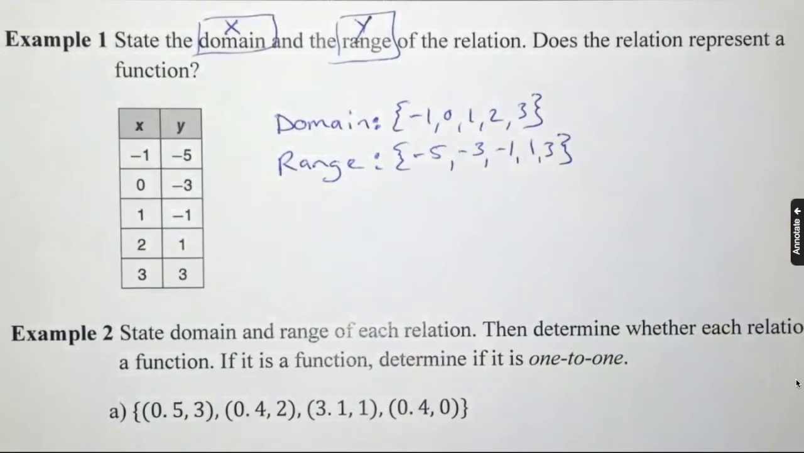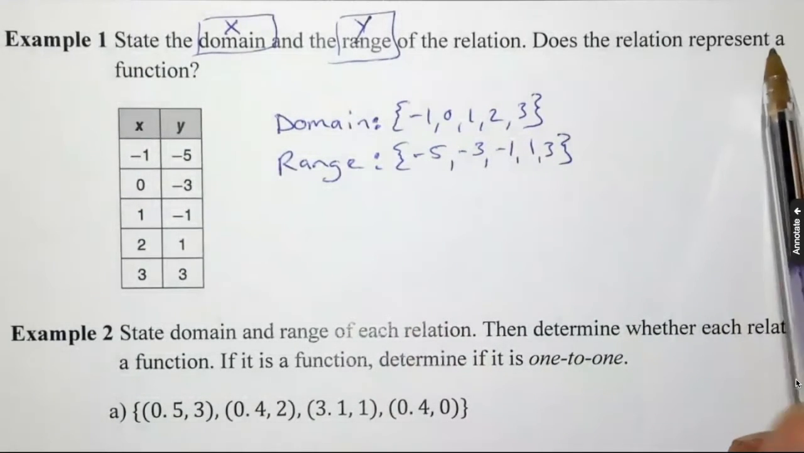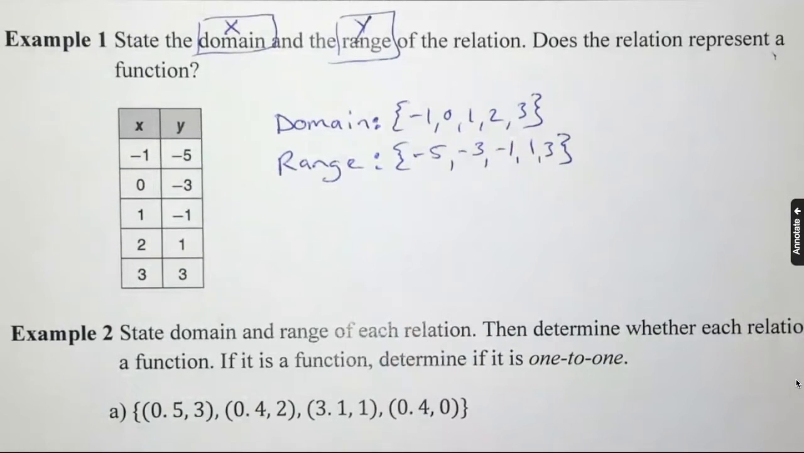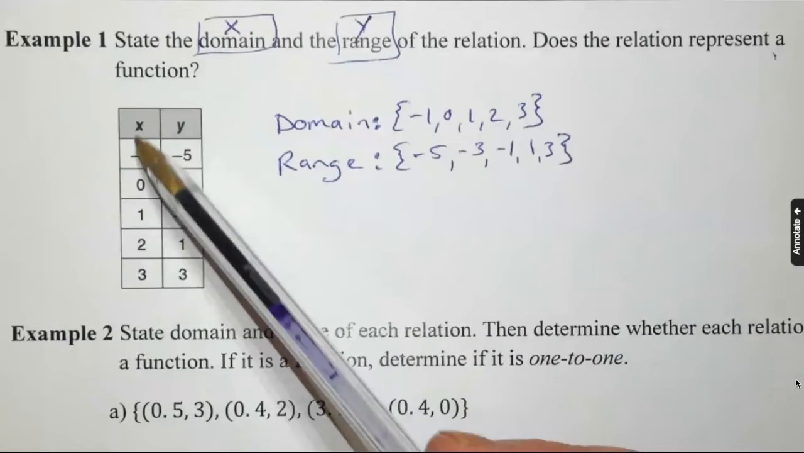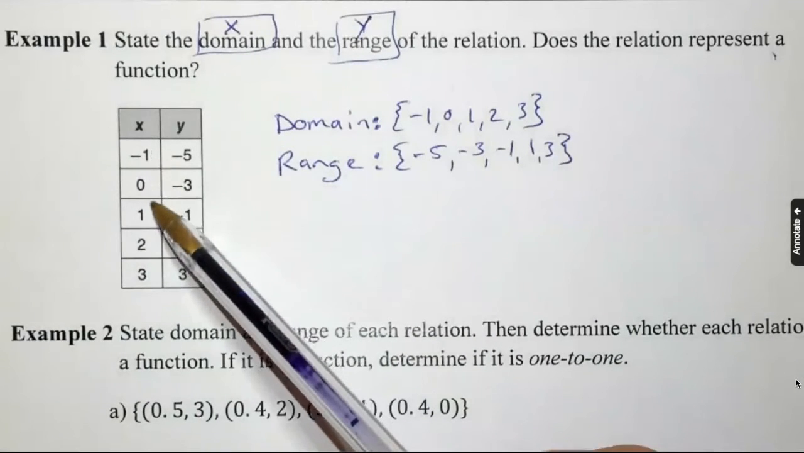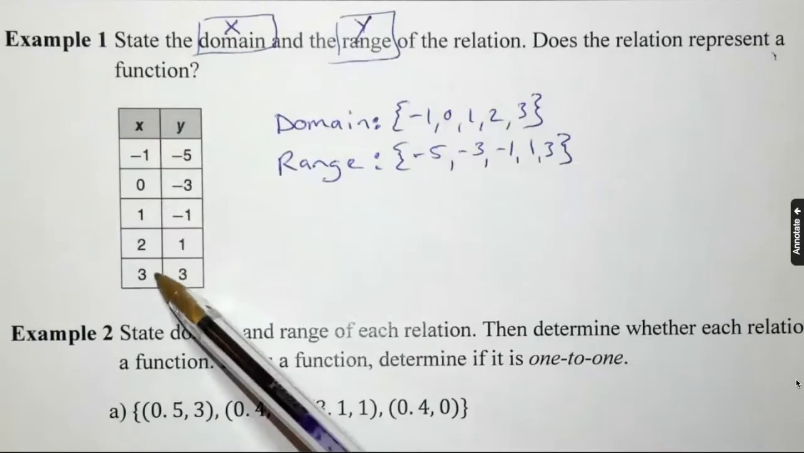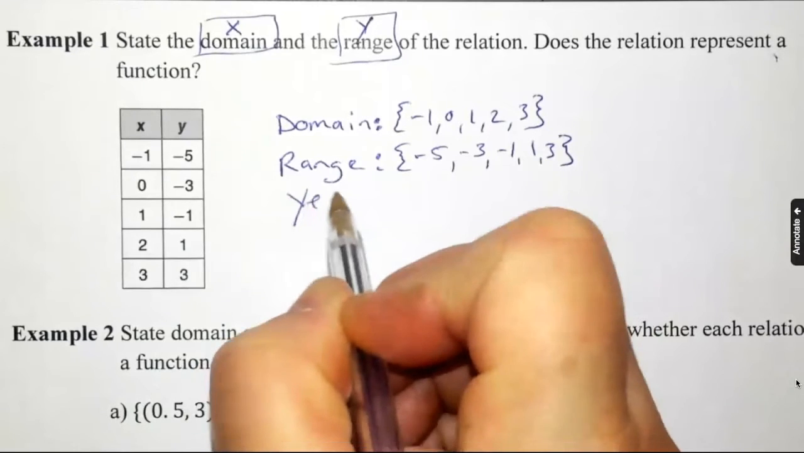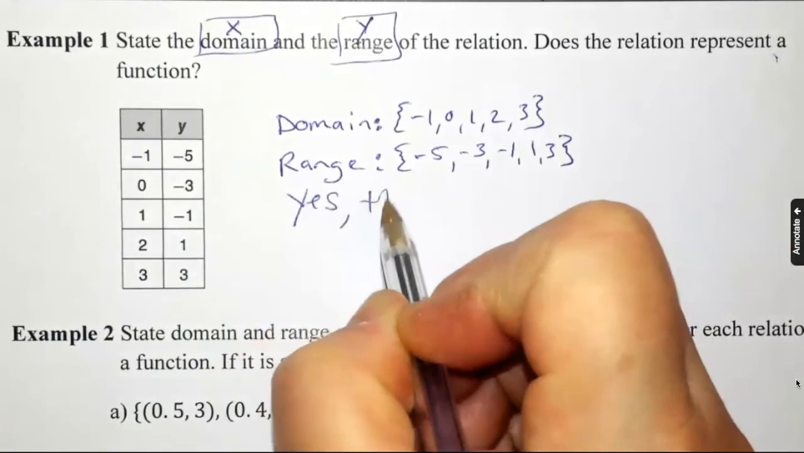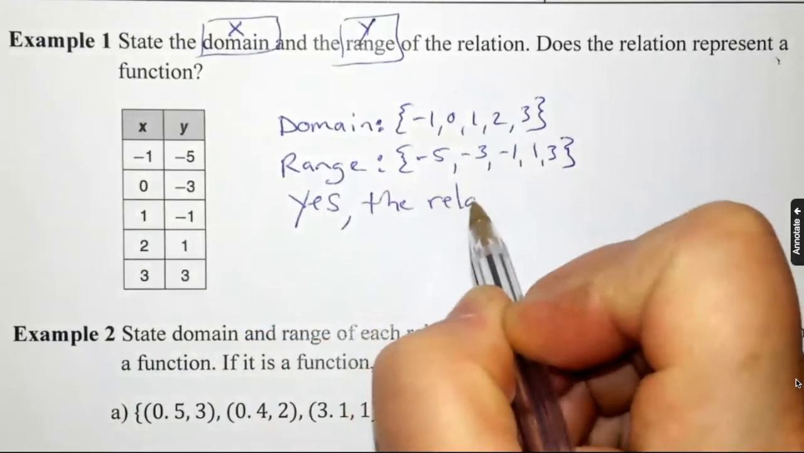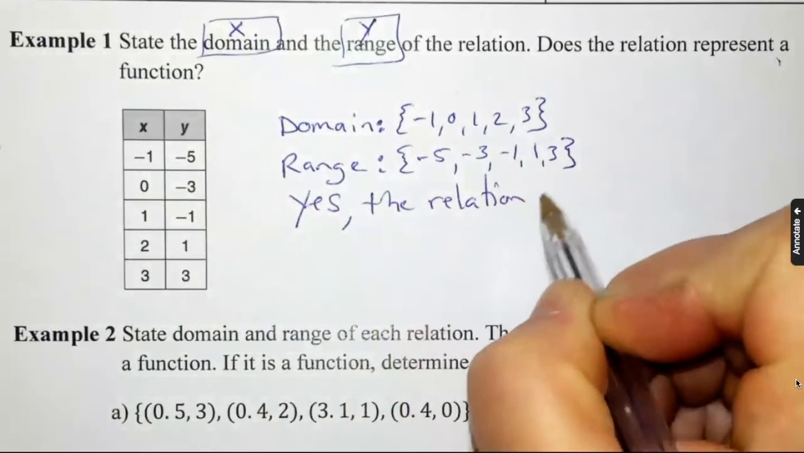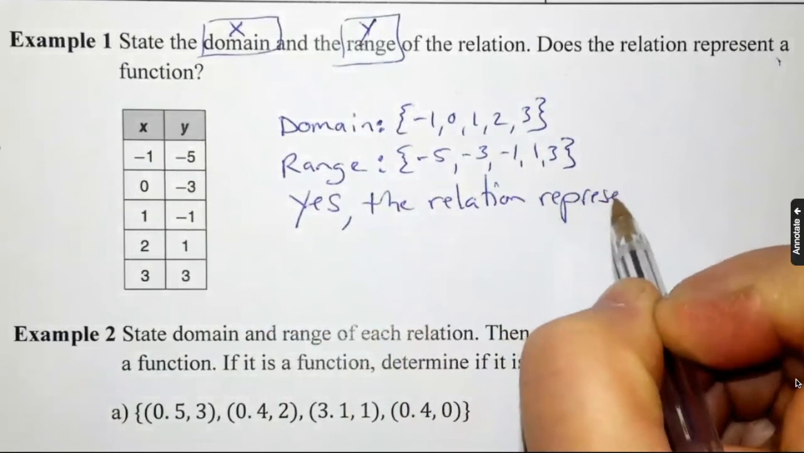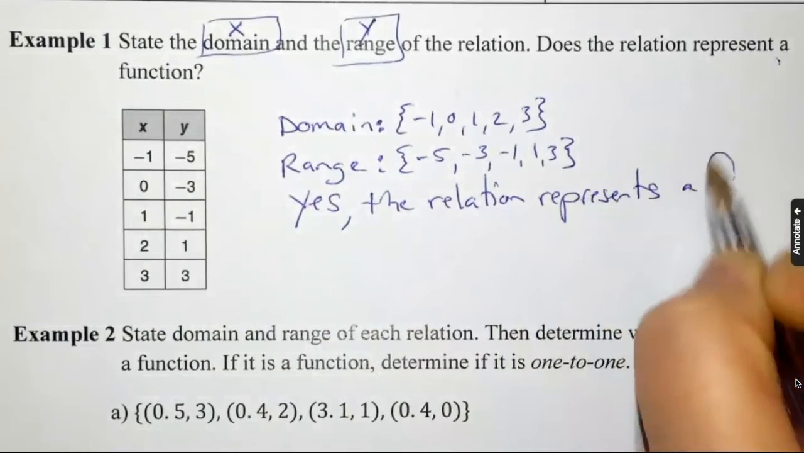We need to check, does the relation represent a function? If you look at your definition of function, we need to see that there are no repeating x values. So I look at my x values, I look at the domain values, and I see there are no repeating x values. Yes, the relation represents a function.